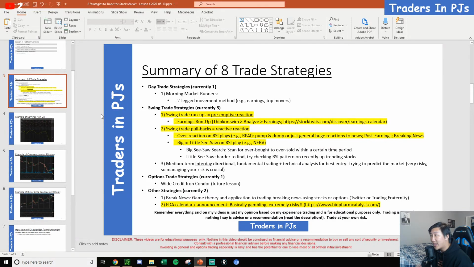The next one is a reactive reaction. So there's 2 ways to play reactive reactions. Number 1 is an overreaction on RSI, which means post earnings or post breaking news, some huge movement happened and it was an overreaction, right? The market went too high or too low, and so it will correct itself a little bit, and you ride the correction essentially. And then another one is called a big or little seesaw.